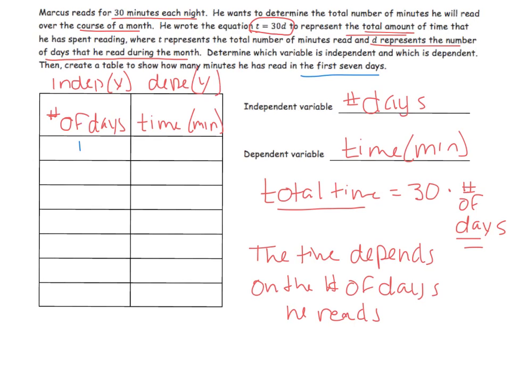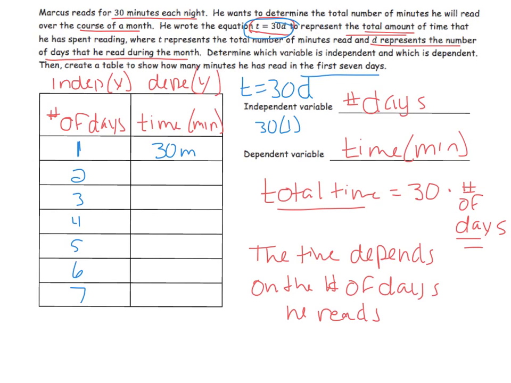So I'm going to start with, I guess, 1, 2, 3. Many times I start my tables with 0, 4, 5, 6, 7. So if we use this equation, T equals 30 times the number of days. If he read 1 day, he would have read 30 minutes.